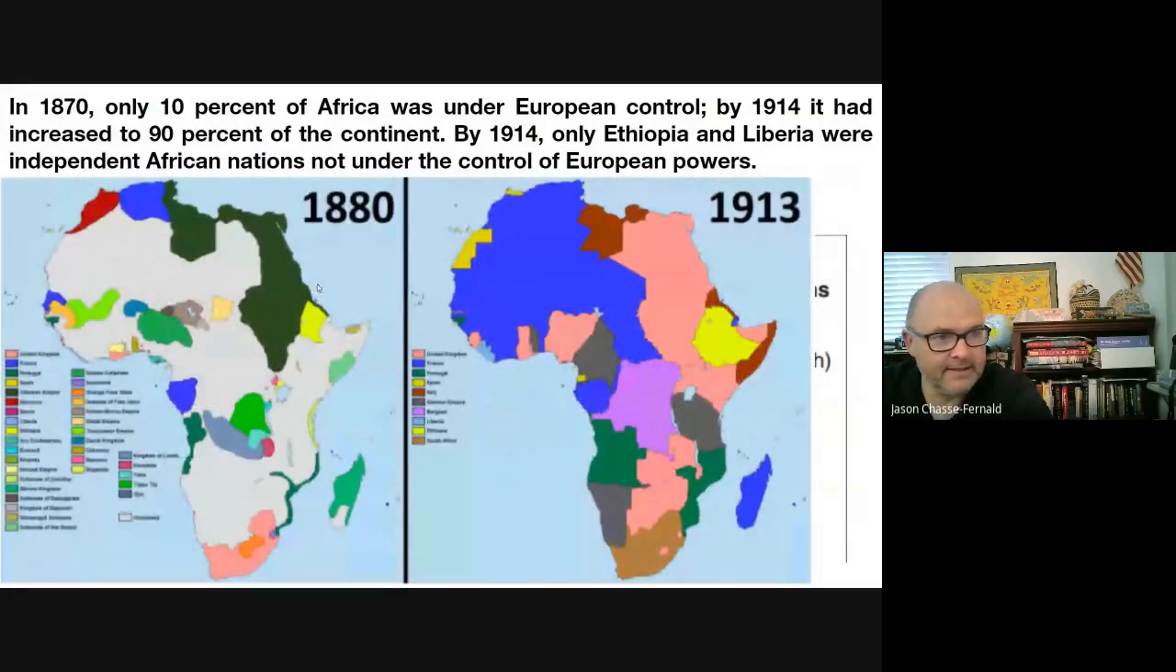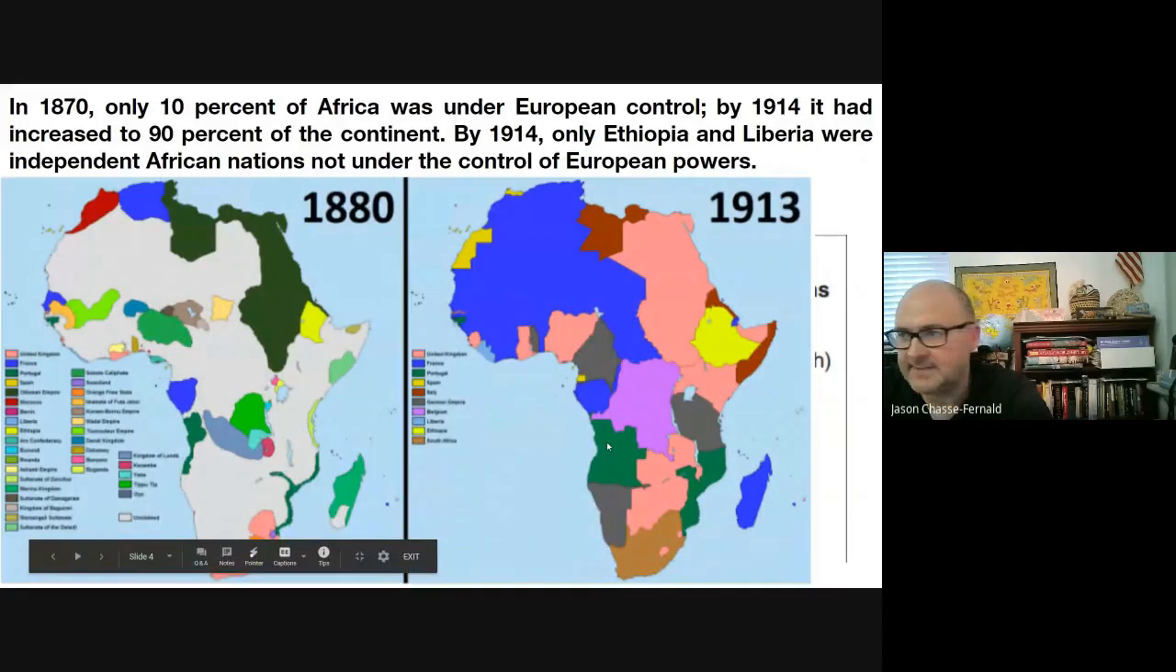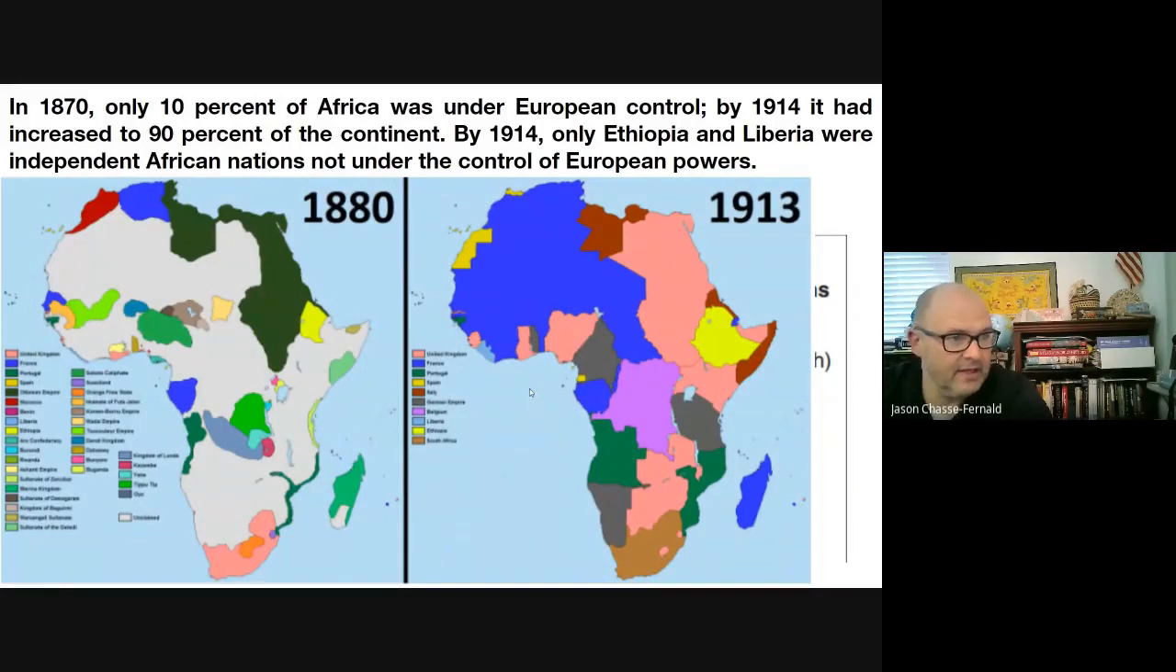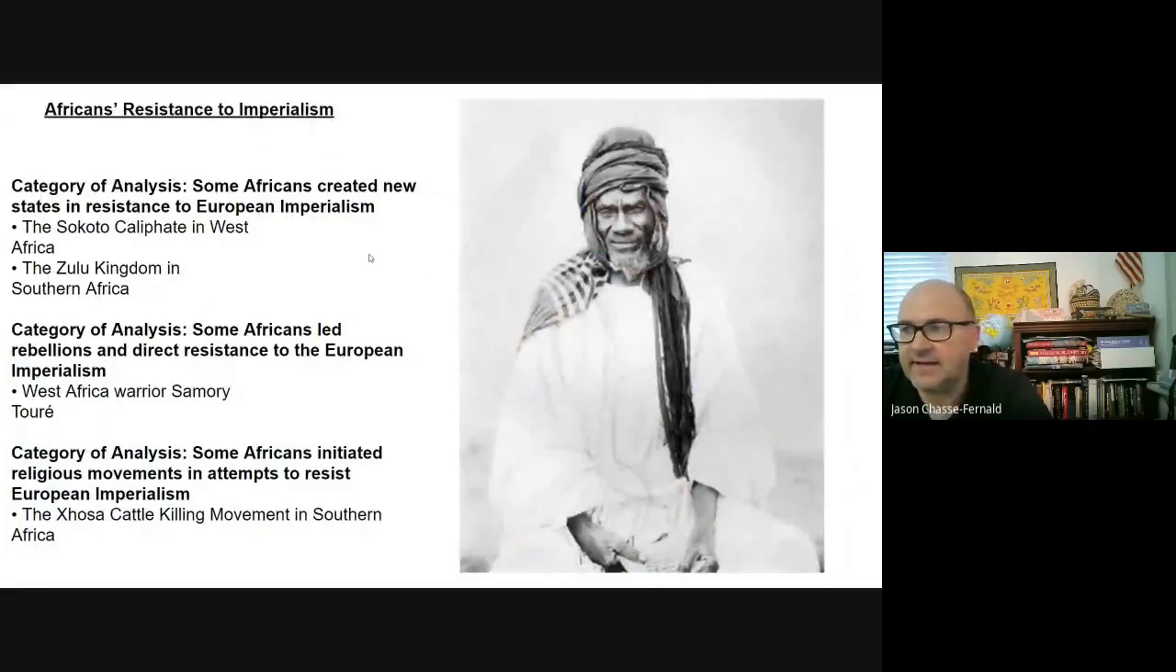So once again, looking at imperialism. Once the map of Africa specifically looks like this, what is the indigenous response to that? So I threw together a couple of different categories of analysis that you could potentially use if you ever come across this topic as an LEQ prompt or a DBQ prompt. If you're looking at ways in which indigenous populations responded to European imperialism, here are 3 easy categories of analysis you could use, and you can sort your examples out from that.